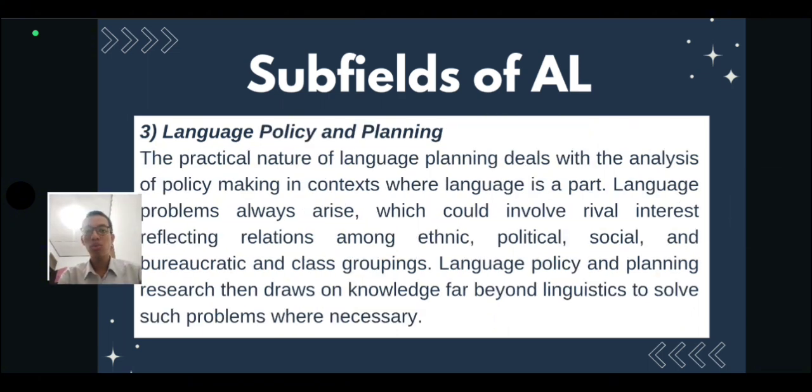Three, language policy and planning. The practical nature of language planning deals with the analysis of policy making in contexts where language is a part. Language problems always arise, which could involve rival interests reflecting relations among ethnic, political, social, bureaucratic, and class groupings. Language policy and planning research then draws on knowledge far beyond linguistics to solve such problems where necessary.